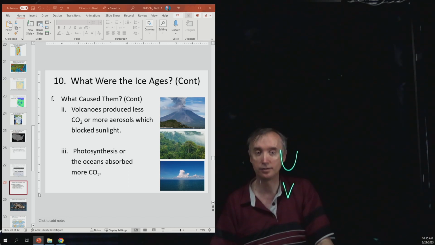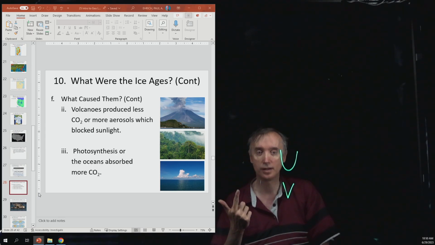Carbon dioxide. So carbon dioxide is a greenhouse gas. The more carbon dioxide in the atmosphere, the warmer the climate is going to be. The less carbon dioxide in the atmosphere, the colder the climate is going to be, and that could trigger an ice age.